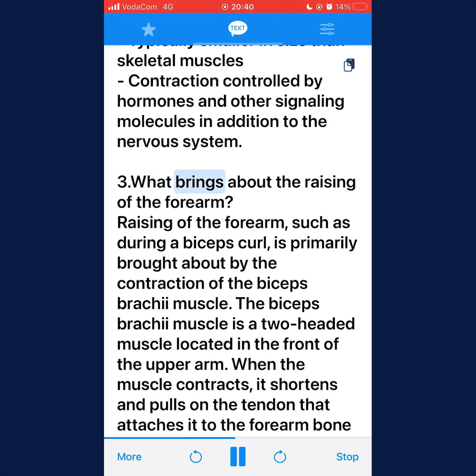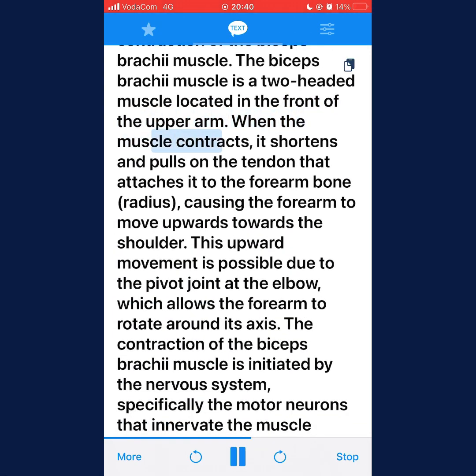3. What brings about the raising of the forearm? Raising of the forearm, such as during a biceps curl, is primarily brought about by the contraction of the biceps brachii muscle. The biceps brachii muscle is a two-headed muscle located in the front of the upper arm. When the muscle contracts, it shortens and pulls on the tendon that attaches it to the forearm bone, radius, causing the forearm to move upwards towards the shoulder.